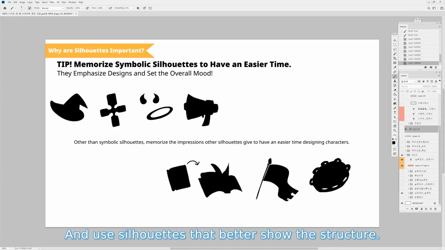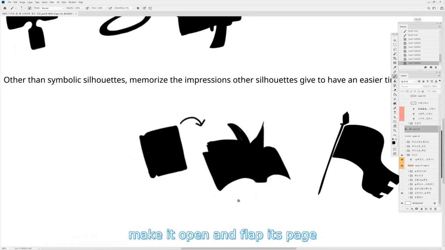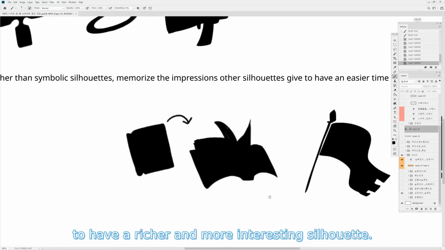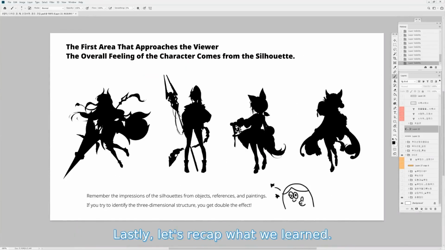And use silhouettes that better show the structure. For example, if we have a book, instead of using the silhouette of a closed book, make it open and flap its pages to have a richer and more interesting silhouette. Lastly, let's recap what we learned.